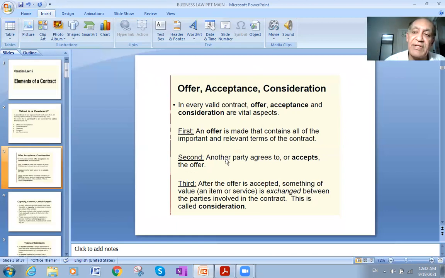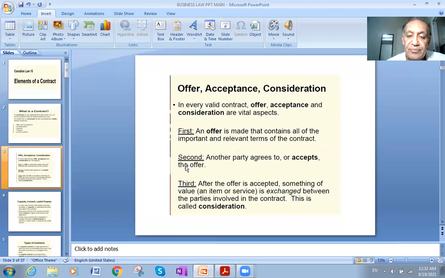Or I will deliver it in my shop and you come and receive it and take it with your own transportation to your destination. So all these are offers. An offer is made that contains all of the important and relevant terms of a contract.